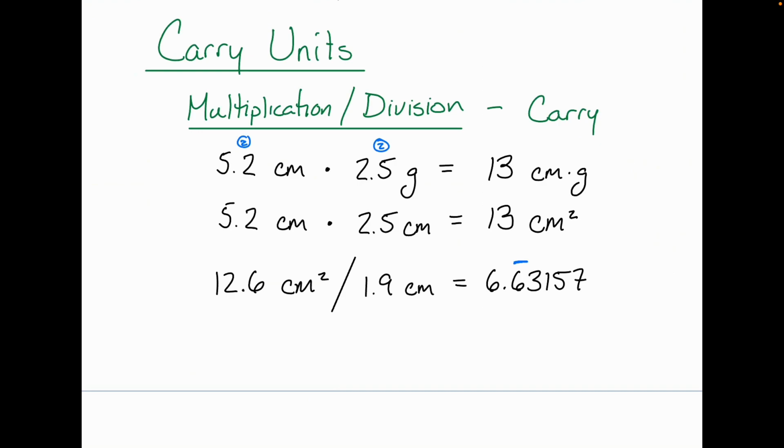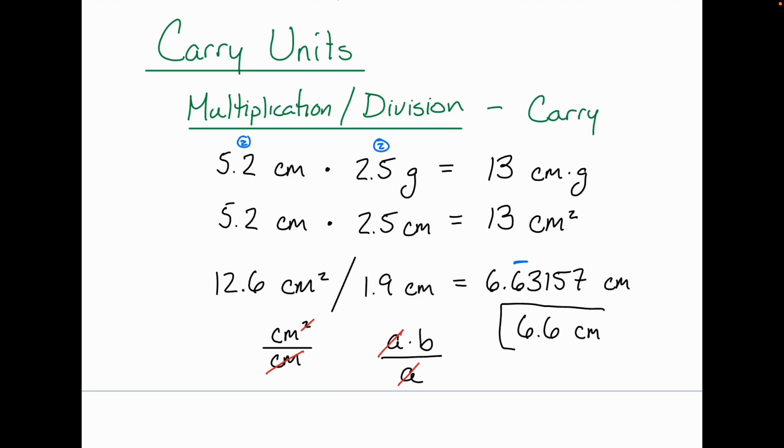Okay, and now I'm going to look at my units. I have centimeters squared divided by centimeters. Well, that's going to cancel out from the top and the bottom, right? Just like if I had A times B divided by A, that cancels out. Same thing with our units. Again, we treat them like variables. So this answer would have the final units of centimeters, so final answer rounded to the correct number of sig figs. Boom.